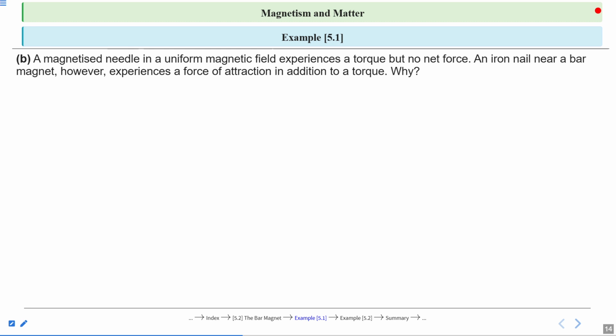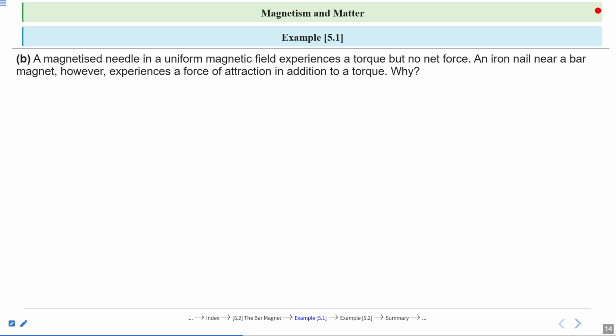B part. A magnetized needle in a uniform magnetic field experiences a torque, but no net force. This derivation we have discussed: when we place a magnetized needle or any bar magnet, these are similar terms, in a uniform magnetic field, it experiences torque but no net force. But an iron nail near a bar magnet, however, experiences a force of attraction in addition to a torque.